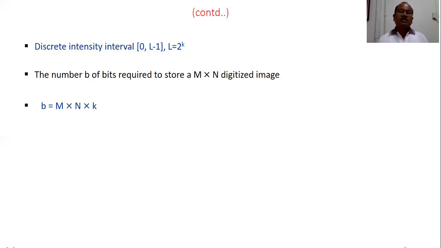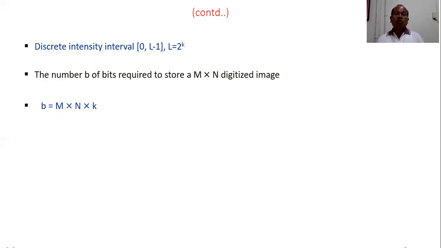Let us understand with an example, for example k is equal to 8. Let us understand what small k is. Small k is the number of bits required to represent one pixel. One pixel intensity value can be expressed by how many bits? Small k bits. So suppose 2 bits are required. What will be the maximum intensity value? 3, because the minimum intensity value will be 0.